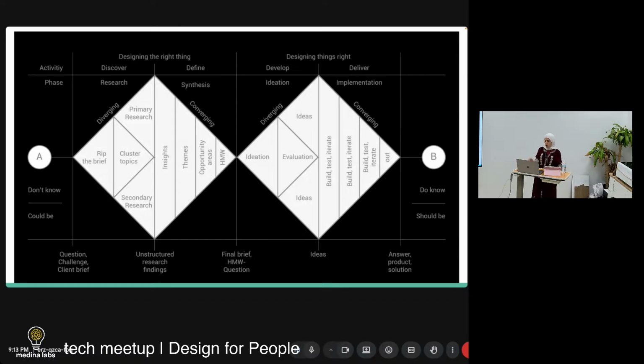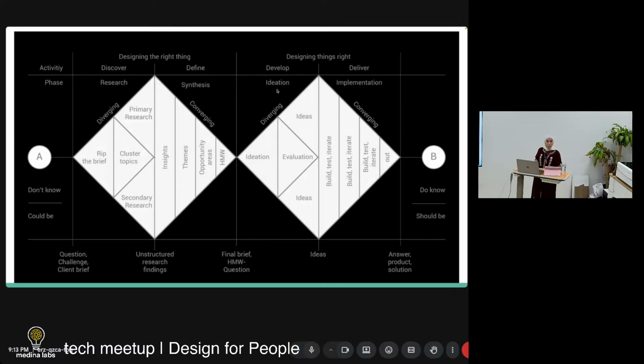And with that, you start with the ideation. So with ideation, you're diverging again. You come up with as many ideas as you can to solve that problem. Then once you're done with the ideation process, you go to the implementation, where you start to build, test, and iterate. And you can repeat this as many times as you want until you come up with the product that works for your user. And even at any point, you can go back and do research. So it's like an iterative process.